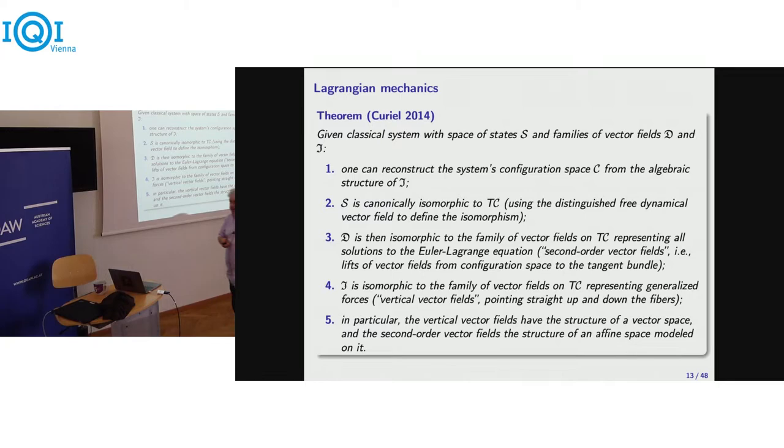of vertical vector fields. So there's a very strong sense in which Lagrangian mechanics just is Newton's second law. Lagrangian mechanics has all and only the structure that you get already from Newton's second law. Lagrangian mechanics is just as classical as it can possibly be.